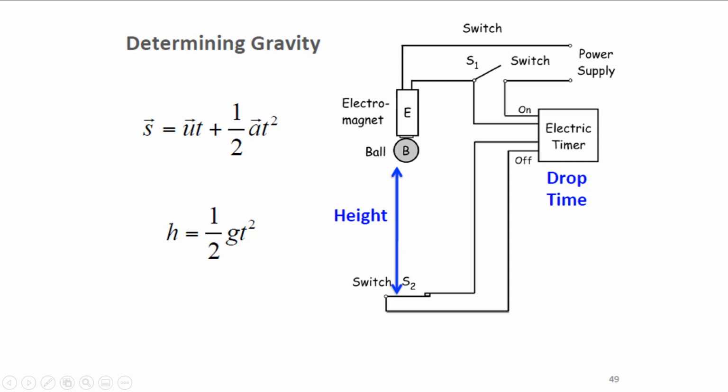So since we have a constant acceleration, we can use our equation, s equals ut plus 1/2 at squared. Our ball is dropped from rest, so u goes to 0. So we can rewrite this function as h equals 1/2 gt squared, where h is really the distance fallen, as measured as the height. And the drop time is gotten from this electric timer.